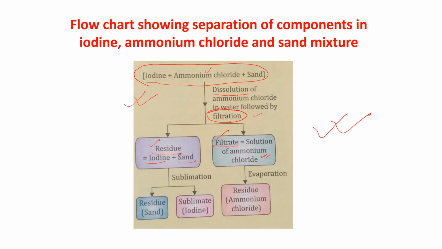In the residue part we are getting iodine and sand, and in the filtrate part we are getting ammonium chloride solution. Now this one will evaporate. As we evaporate, the water will evaporate and in the residue we are getting only ammonium chloride. So we are separating ammonium chloride.